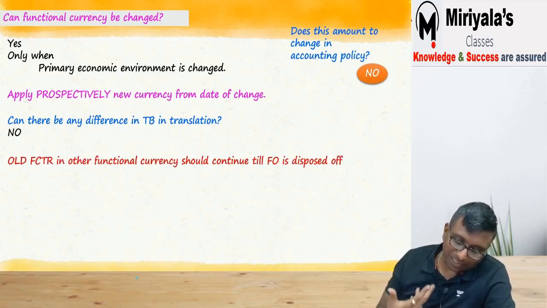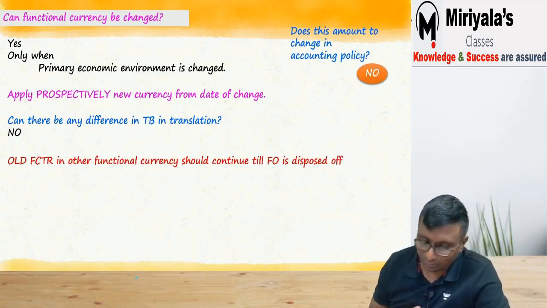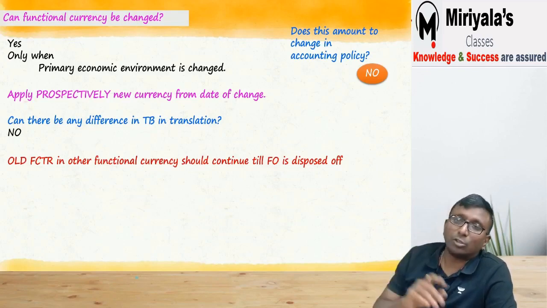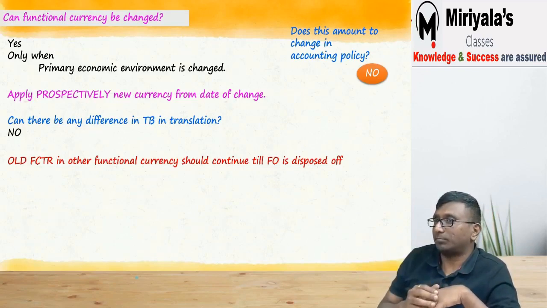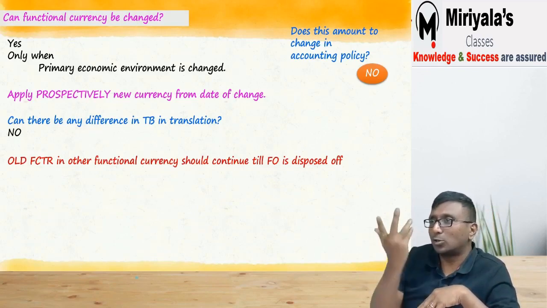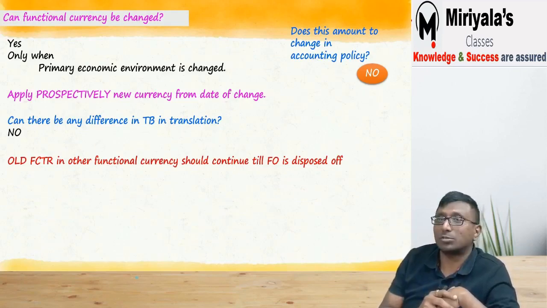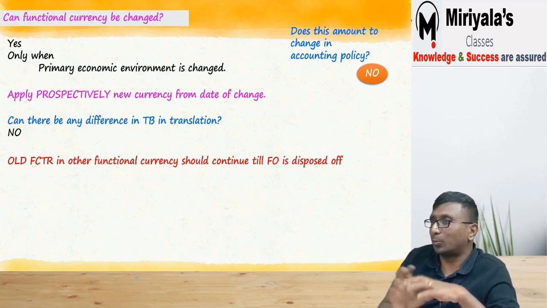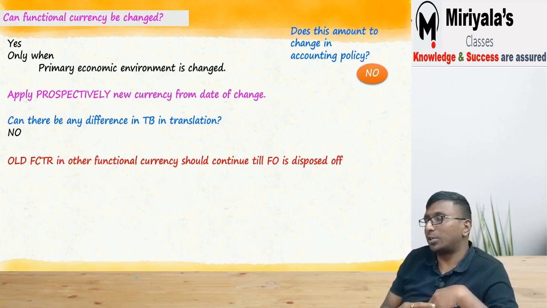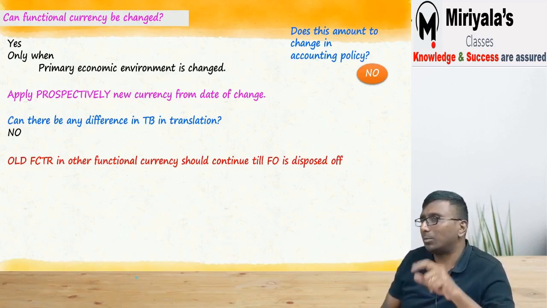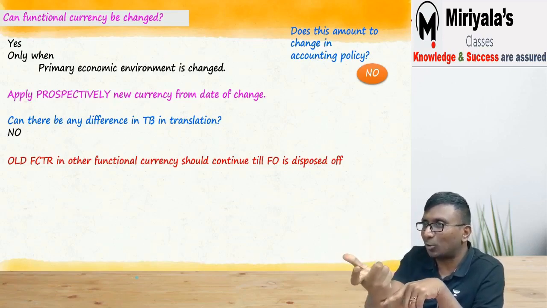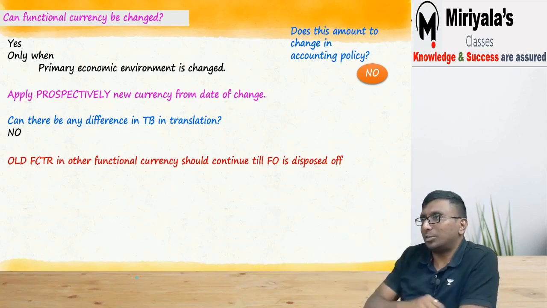Suppose, sir, the old FCTR in the other functional currency should continue till the foreign operation is disposed of. That we already told: whatever the old FCTR is, it should continue. One more point. I had two foreign branches, and I sold off one branch. Proportionately, the FCTR is transferred to the P&L statement. If you don't know the proportion, no problem: you at least have an existing branch, and you know its FCTR today. That you keep, and the rest you remove.